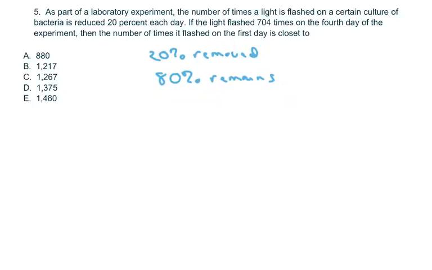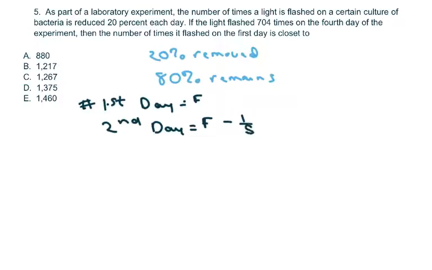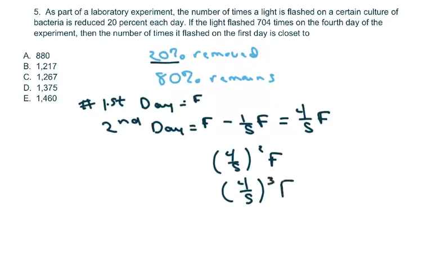So, call the number of flashes on the first day F. The number of flashes on the second day is going to be F minus 1/5 of F, because that's 20%, right? Which equals 4/5 F. On the third day, the number is 80% of that, which you can express more simply as 4/5 squared times F. Similarly, on the fourth day, the number of flashes is going to be 4/5 cubed times F.